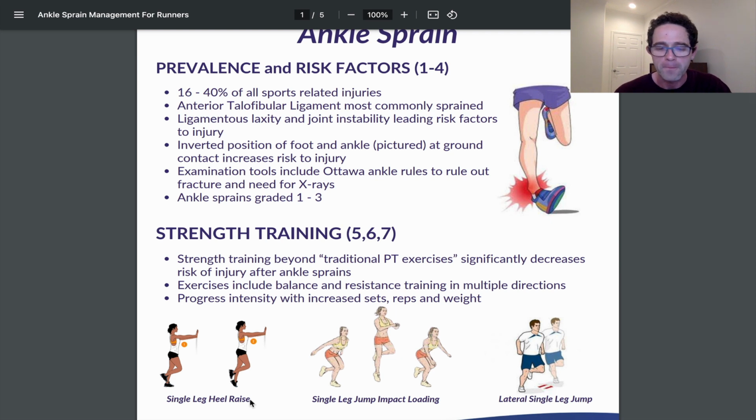Another really good exercise I like is the single leg jump impact loading. That's where you squat on one leg. Now, again, that squat isn't just a floppy, not good form squat. This is a good single leg squat. You're going to come up and jump nice and high. Some people would say go as high as you can. However, on the landing, we're coming back into a really good single leg squat as well.